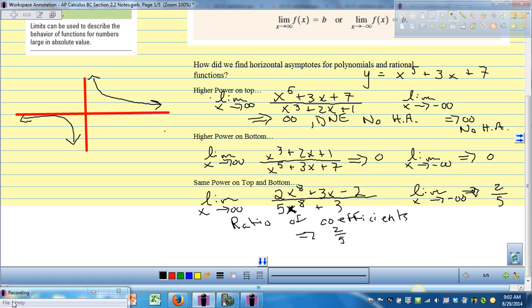Questions on those three? Those should be a review. The only thing we're changing now is we're stating that it is a limit when we were trying to find these horizontal asymptotes. So this would be a horizontal asymptote at y equals 2/5, and this would be a horizontal asymptote at y equals 0.